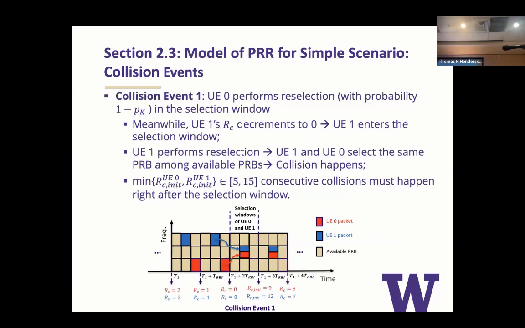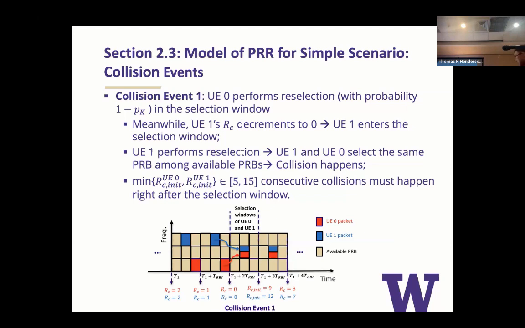So let's first start with the collision event 1. Collision event 1 happens when UE performs reselection in the selection window, and then the collision happens. First, UE performs reselection with probability 1 minus PK, where PK is the resource keeping probability.